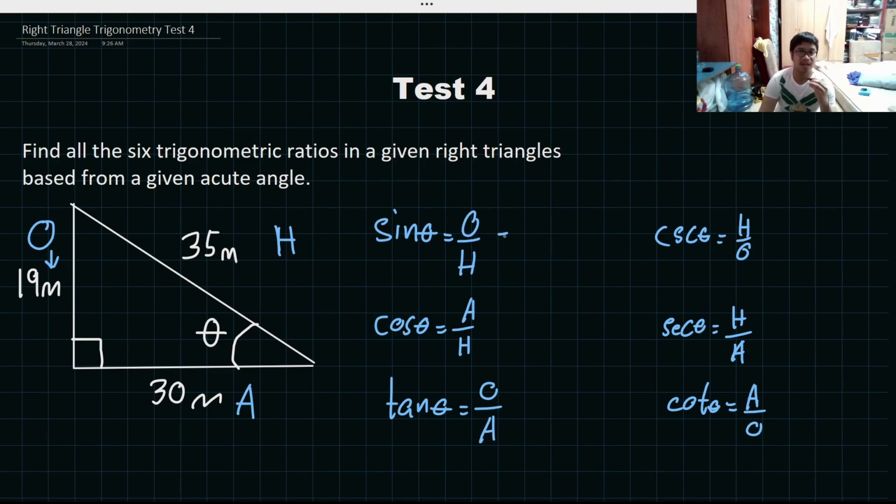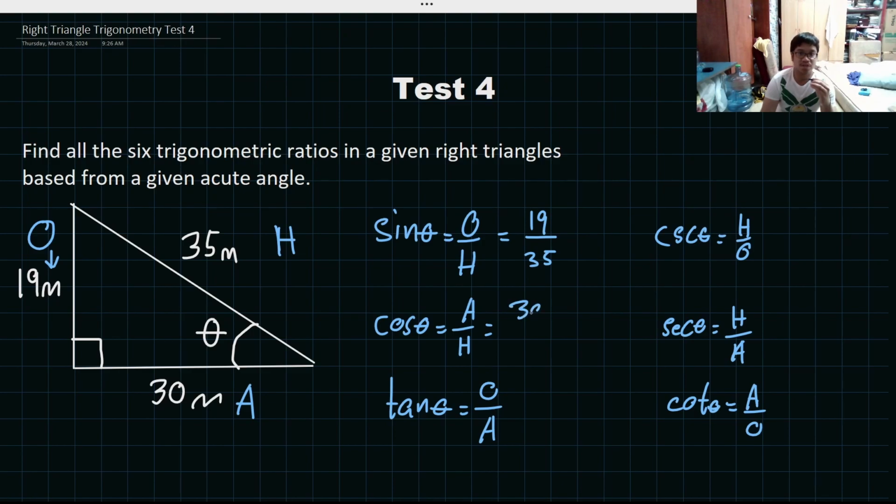Let's start first with sine theta. Opposite all over hypotenuse, so we will have 90 meters all over 35 meters. We have meters on both sides, so we can just cancel them. As a result, we will have 19 all over 35. Wait, you know what? Let me rewrite the number 3. There we go.